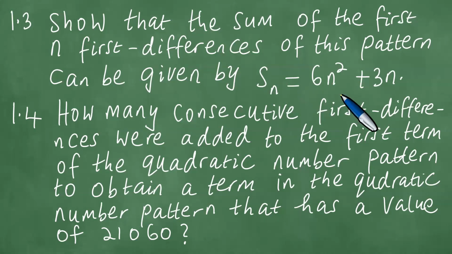So what's the answer to this? Okay, the answer has already been given. You need to show that the sum of the first differences of this pattern can be given by this. You can see the question, Ayanda. So how do we start? What are we supposed to do? What do you think?